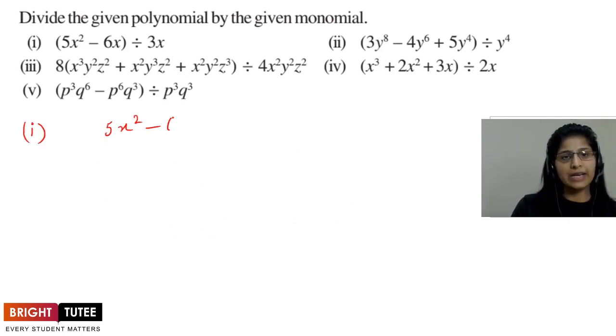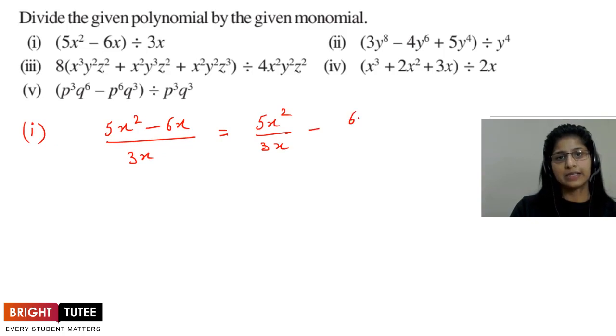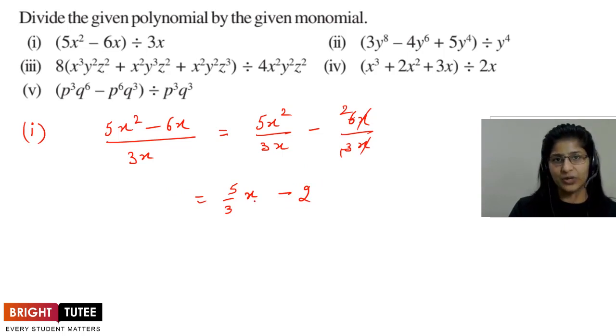5x square minus 6x divided by 3x. This is the first question. Separate the numerators with the denominator: 5x square divided by 3x minus 6x divided by 3x. Just see, 5 upon 3 will remain as it is, can't be cancelled. X square upon x will just be left with x. Minus 3 ones are 3, 3 2s are 6, and x and x getting cancelled. We're just left with 2. So this is the answer for the first question.